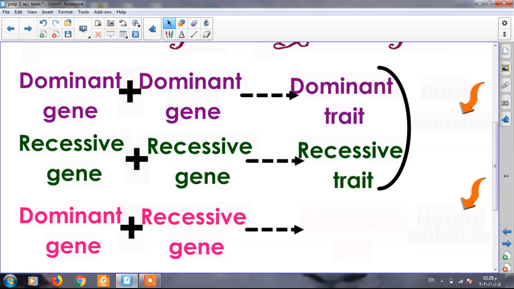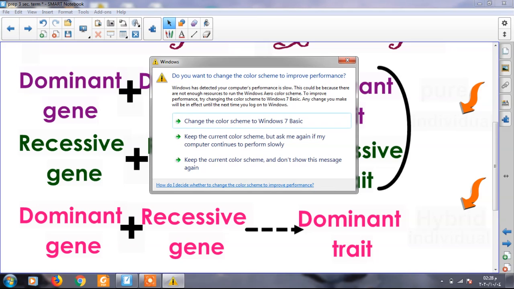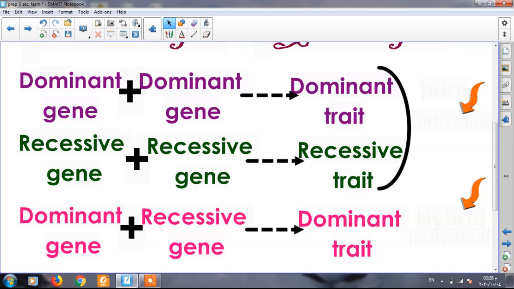No, in this case the dominant trait will appear. Why? Because we said the dominant gene's trait appears by more ratio, or the strongest gene. Okay, so if the two genes which form my trait are dominant, the trait becomes dominant. If both of them are recessive, my trait becomes recessive. If one of them is dominant and the other recessive, by this way it becomes what? Becomes dominant.